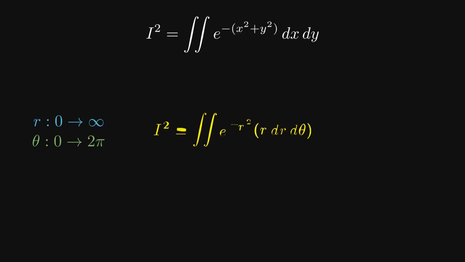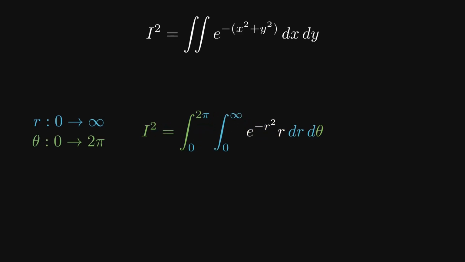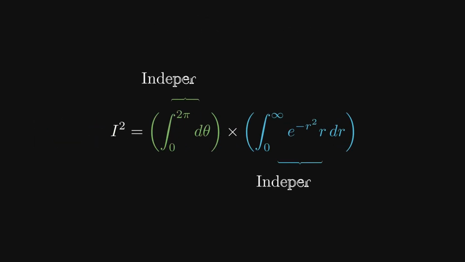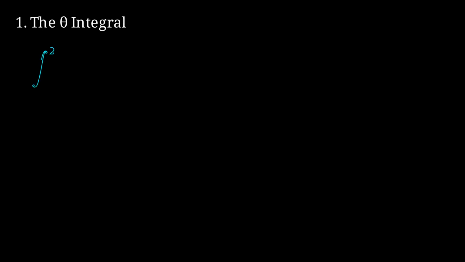This means we can separate our double integral into two single integrals. We get the integral from 0 to 2 pi d theta times the integral from 0 to infinity of e to the negative r squared times r dr. Notice these are now completely independent. Let's handle the easy one first.